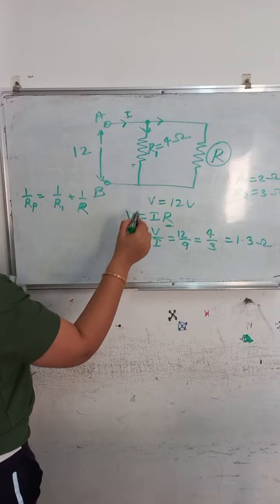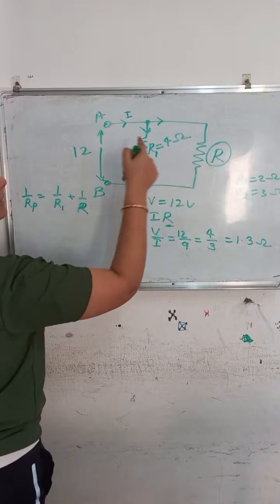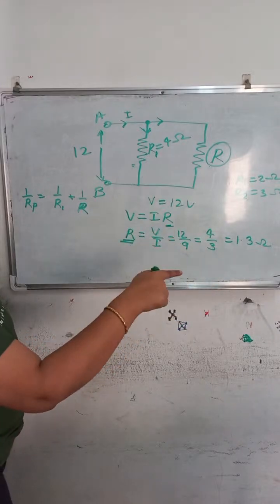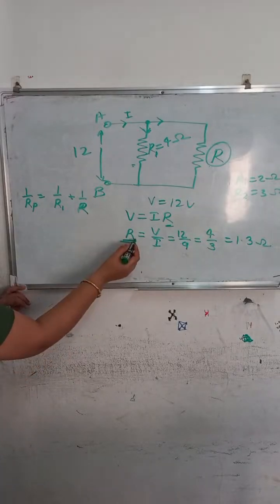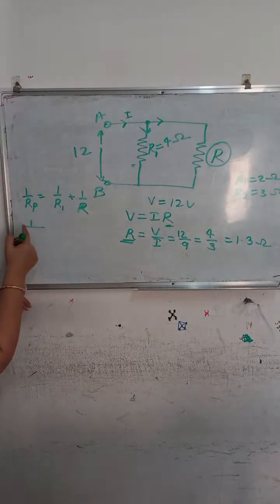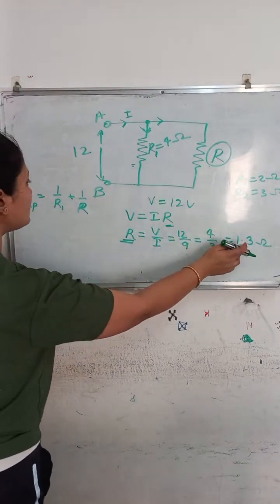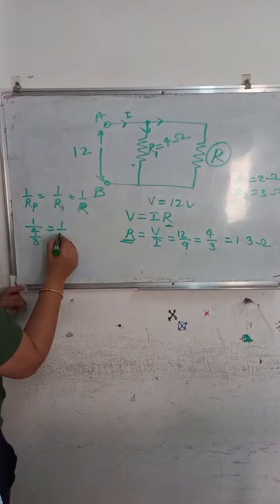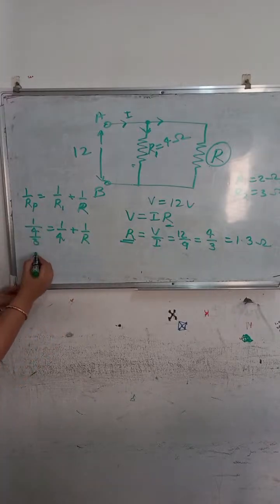Don't think that this 4 by 3 is this R. No, this is not this R. From the values of voltage and total current which they gave, I calculated one resistance, and that is nothing but Rp. So 1 upon Rp, I will substitute the value 4 by 3, taking a fraction instead of the decimal. 1 upon 4 by 3 is equal to 1 upon R1, which is 4, plus 1 upon R, which I don't know, so I keep it as it is.